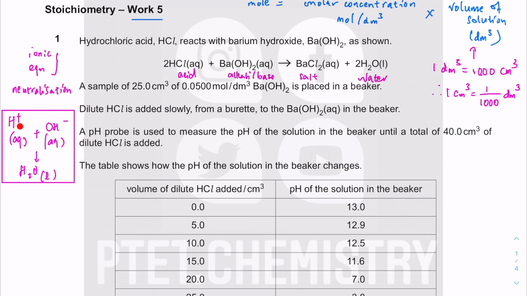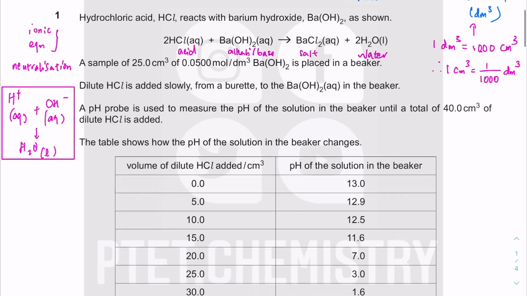Every acid has H+, every hydroxide is alkali or base. You get liquid water because the salt is going to be soluble, and therefore aqueous, they dissociate into ions. Your Ba2+ and Ba2+ are spectator ions. Your Cl- and Cl- are spectator ions that do not appear in ionic equation. This question is more on mole calculation.